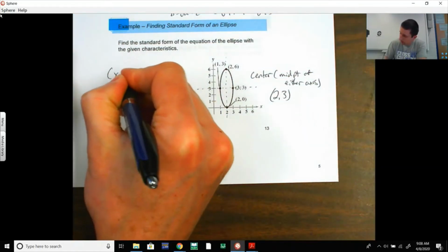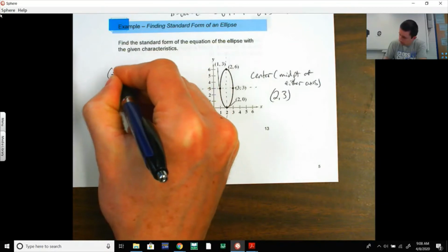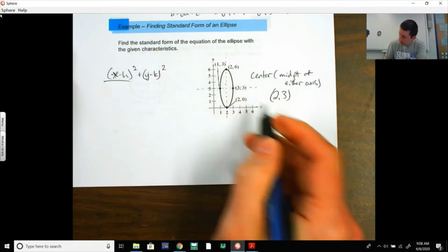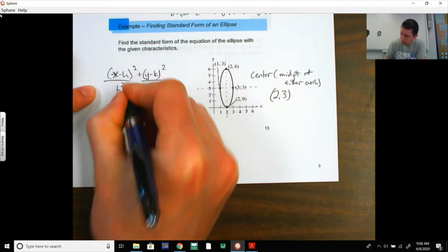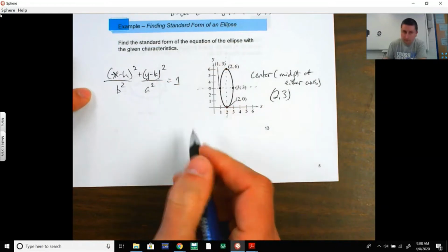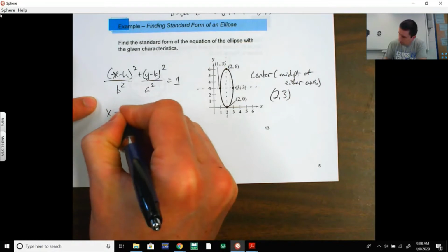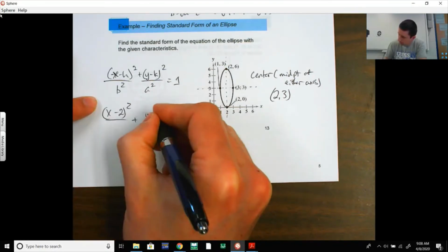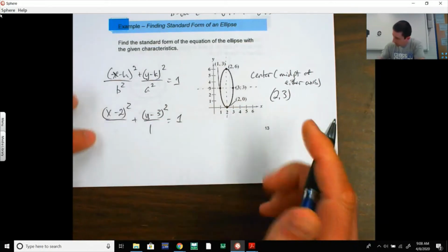So we have the top part, x minus h squared plus y. We have the top part of our formula. This is going vertical, so a squared will be underneath the y, b squared will be underneath the x, has to equal 1. Okay. So we have x minus 2 squared over something plus y minus 3 squared over something, equals 1. There should be something there.